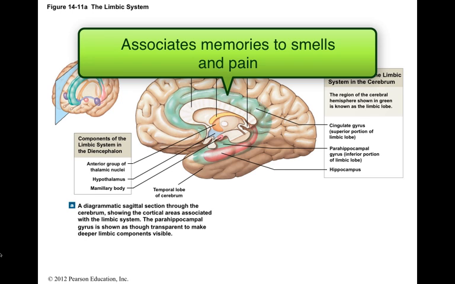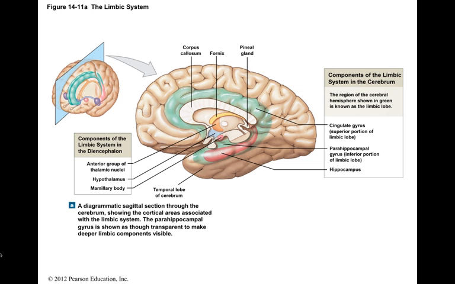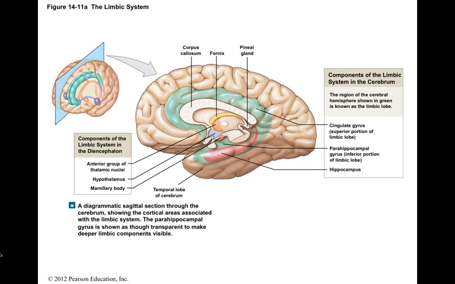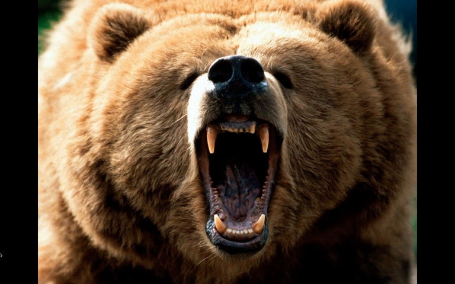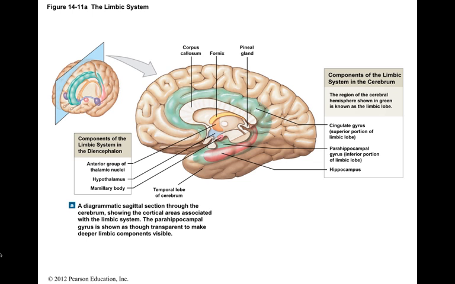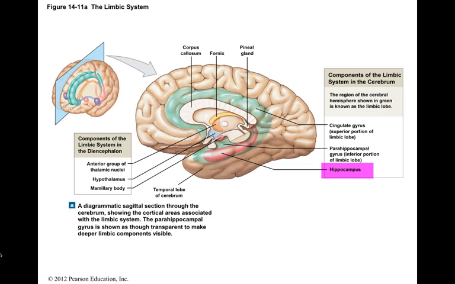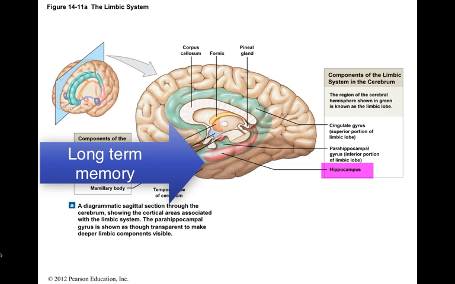This is the area that associates memories to smells and to pain. For instance, the smell of an apple pie might make someone remember memories of their childhood. The limbic system links the conscious intellectual functions of the cerebral cortex with the unconscious and autonomic functions of the brainstem, meaning it makes your heart beat faster and you breathe faster if you see a bear and know that it is dangerous. The limbic system also facilitates memory storage and retrieval. The hippocampus is a nucleus in the floor of the lateral ventricle that is important in learning, especially in the storage and retrieval of new long-term memories.